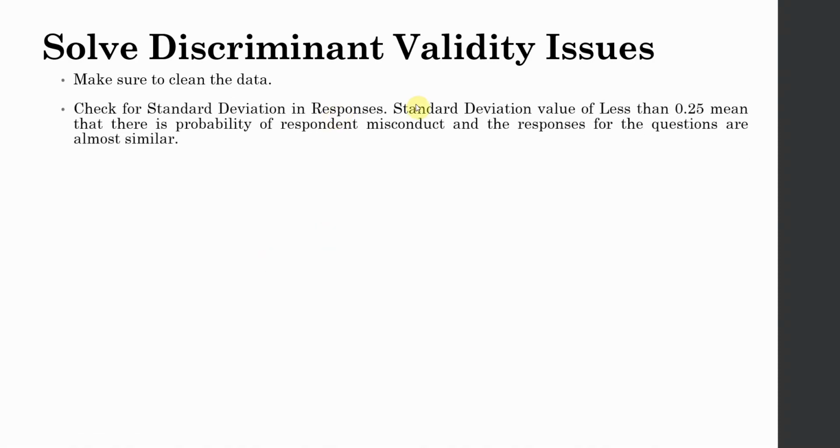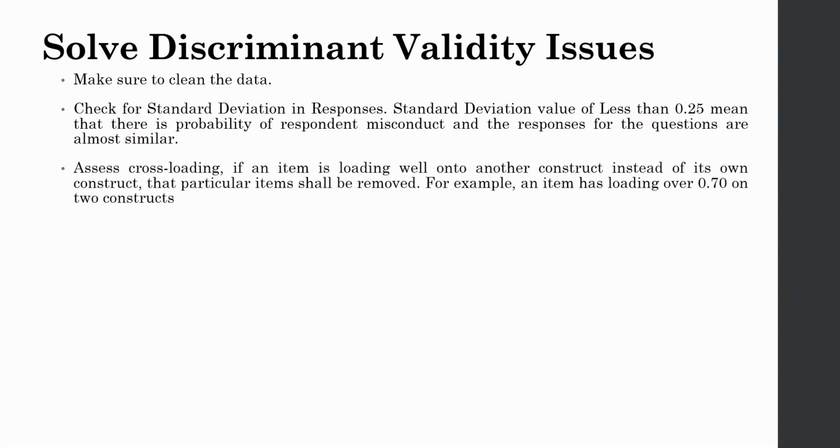Check the standard deviation in responses. A standard deviation value less than 0.25 means that there is a probability of respondent misconduct, and the responses to the questions are almost similar. How to do this? A video will be shared in the description. You can do it in Microsoft Excel. Assess cross-loading.